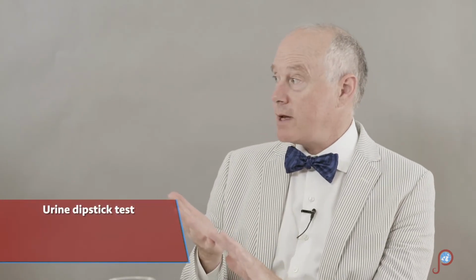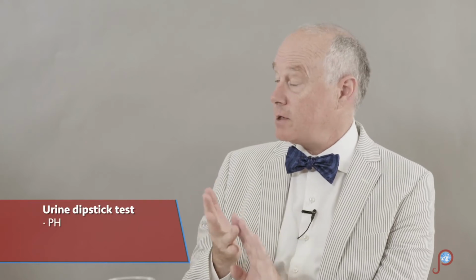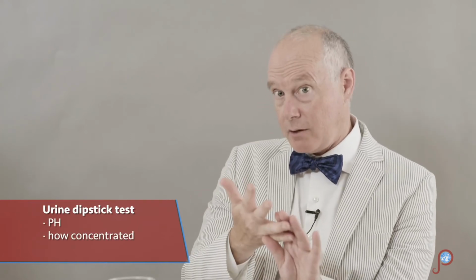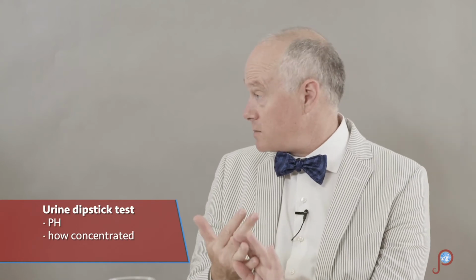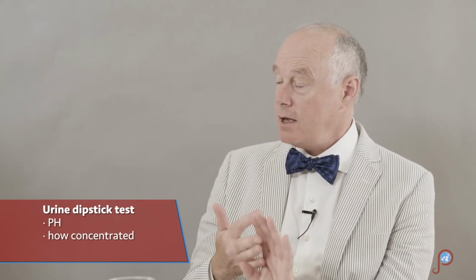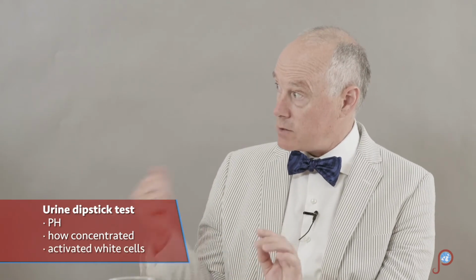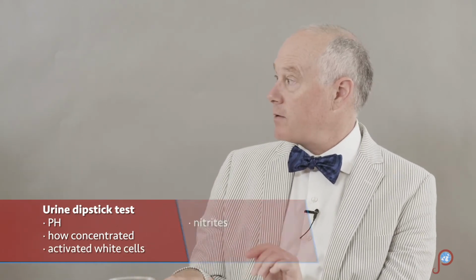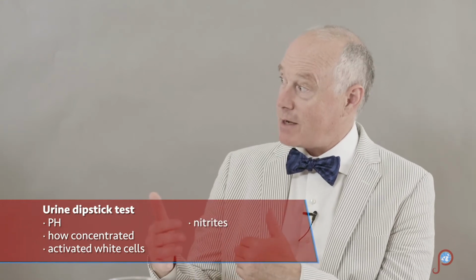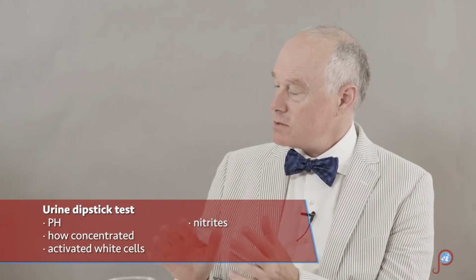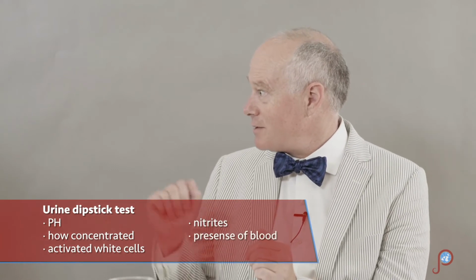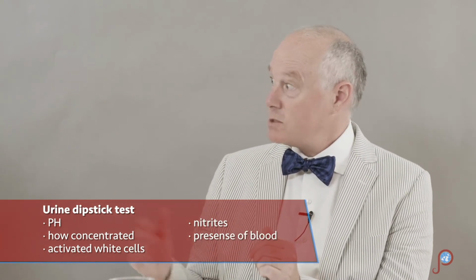Right. It gets dipped in the urine, and then you wait a certain amount of time, and you're looking for colors, and the colors are telling you different things. It might be telling you about the pH of the urine. It might be telling you how concentrated the urine is, which is helpful, since concentrated urine, as mentioned, is irritating in and of itself. It might tell you whether there are activated white cells, something called leukocyte esterase. It might tell you about nitrites, which are produced by bacteria. It might detect blood in the urine, which might suggest something else.